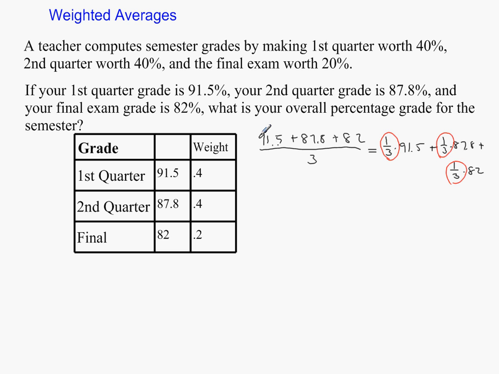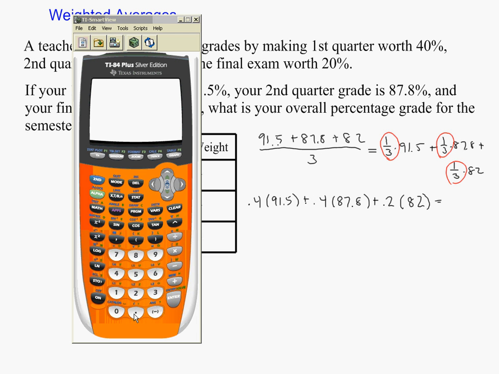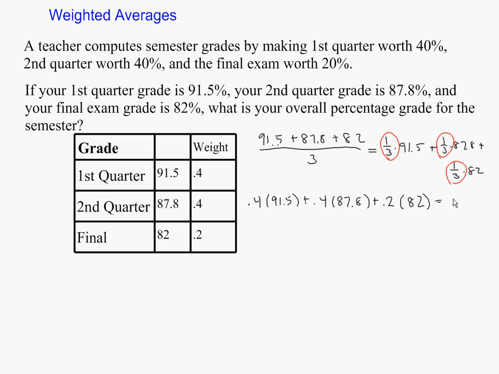So what I would actually do to calculate your grade here would be 0.4 times 91.5 plus 0.4 times 87.8 plus 0.2 times 82. And then do that calculation and figure out what it is. Okay, here's our calculator. 0.4 times 91.5 plus 0.4 times 87.8 plus 0.2 times 82. And I get 88.12. So that is your overall semester grade with these weights.